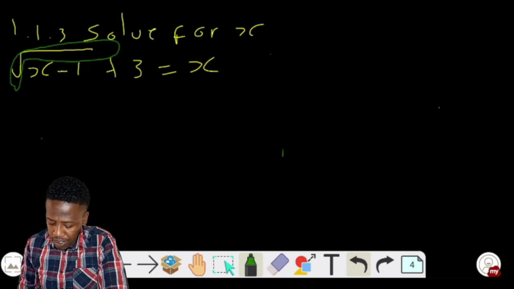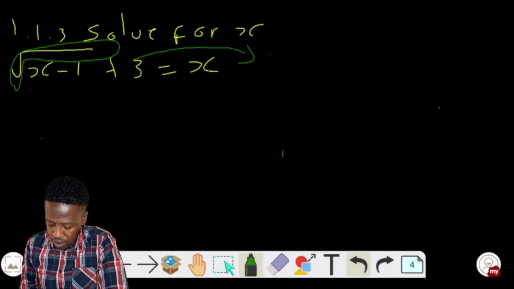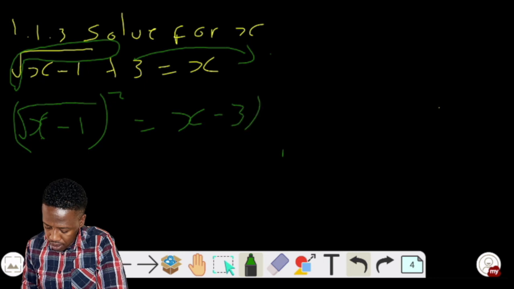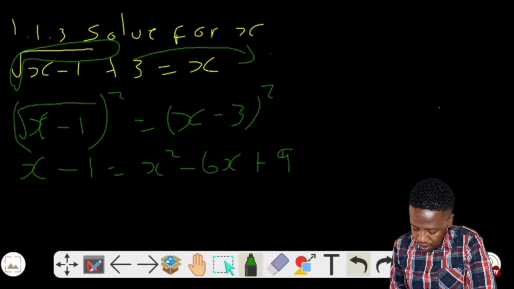All right, we are going to get rid of the square root by squaring, and we are going to transpose the 3 to the other side of our equal sign, meaning we are going to have the square root of x minus 1, all squared, equals x minus 3, all squared, and we are left with x minus 1 equals x squared minus 6x plus 9.